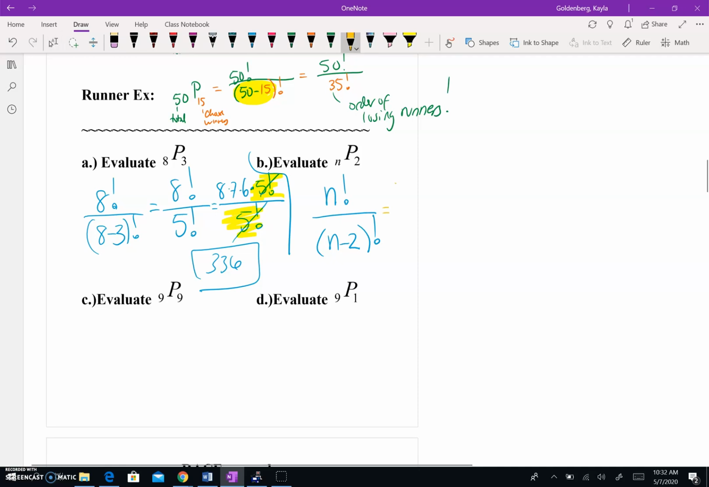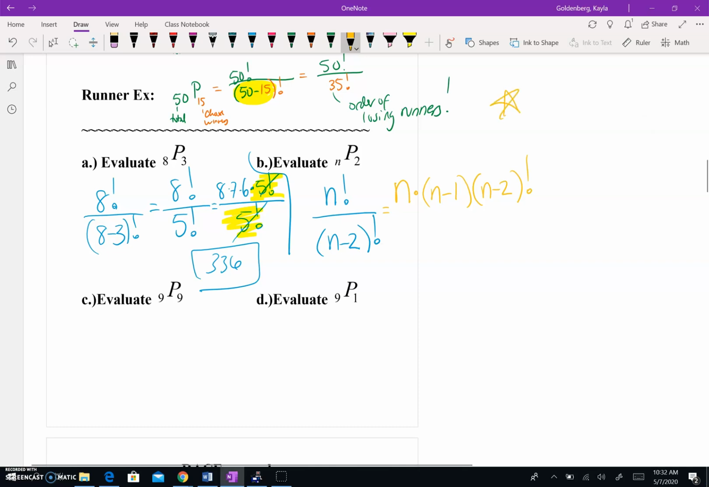So n factorial is the same thing as n times, what's 1 smaller than n? That's n minus 1. And then another one smaller than that is n minus 2. And then remember you want to do factorial because you would keep going.